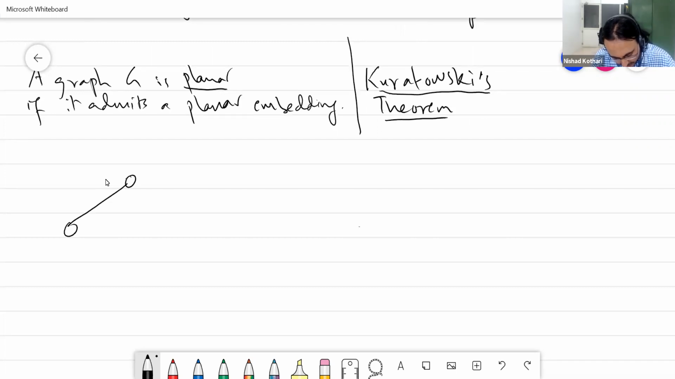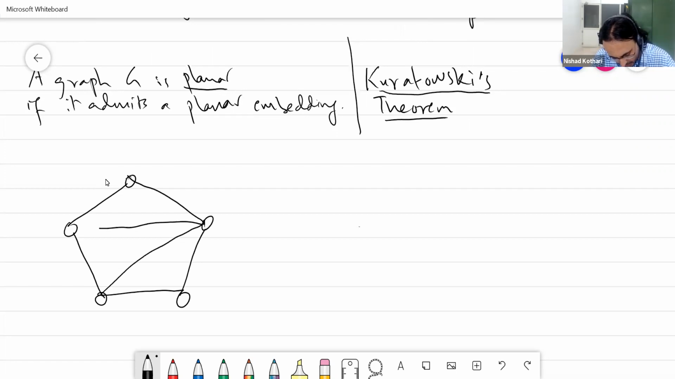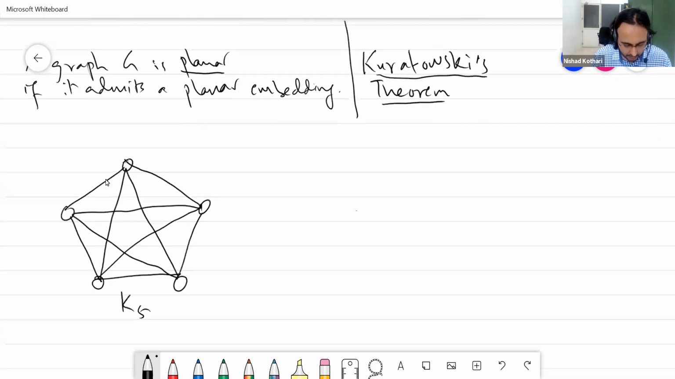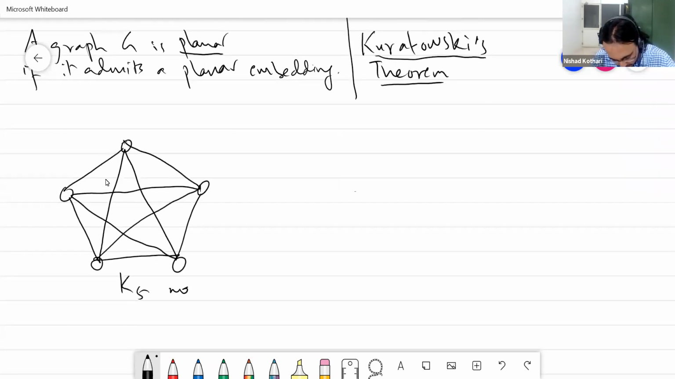We just saw that K4, the complete graph on 4 vertices, is planar. However, this graph here, K5, is not planar, as can be proved quite easily using the Jordan curve theorem or using Euler's formula. So this is a non-planar graph.